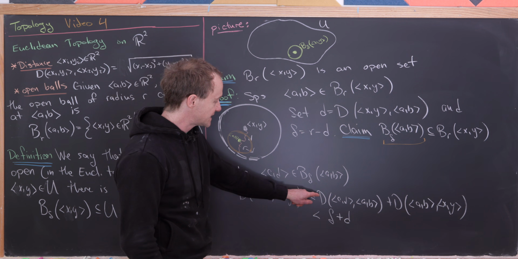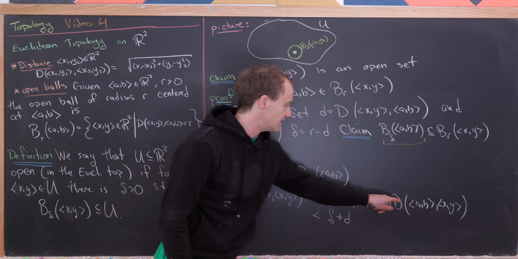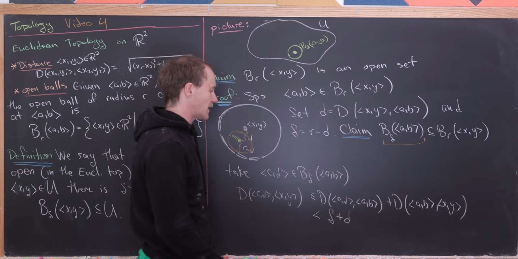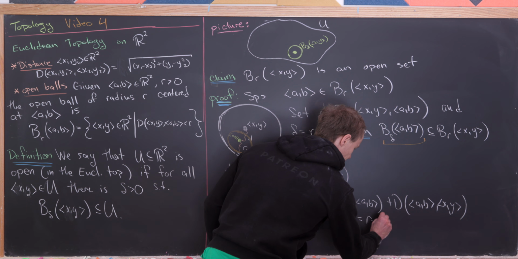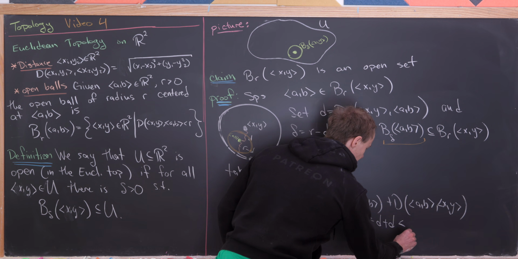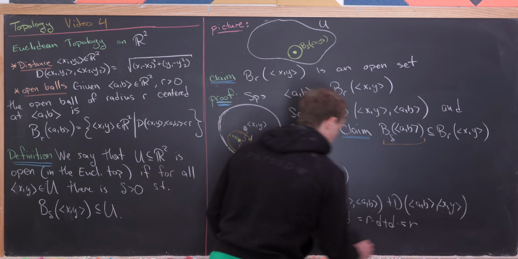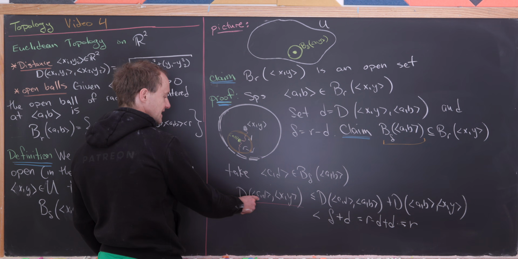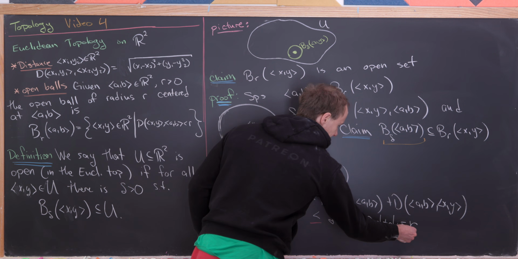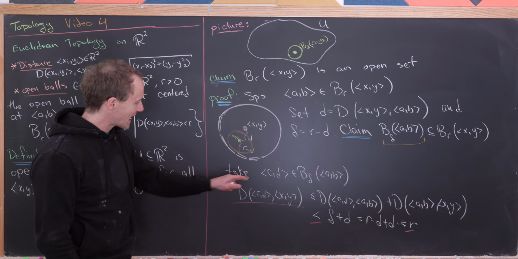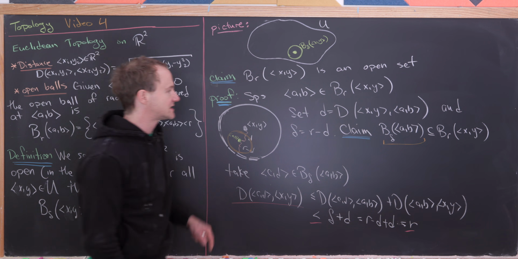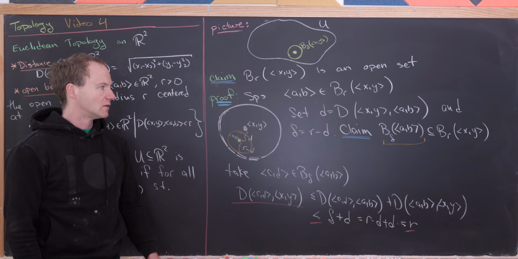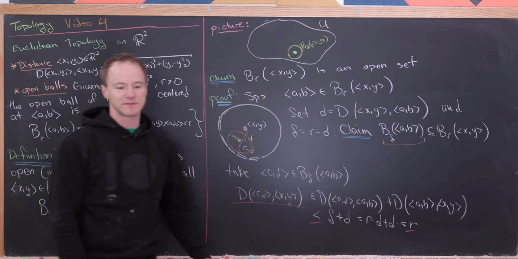Okay, so anyway, this bit right here is strictly less than delta, and this bit right here is equal to d. But let's notice that delta is r minus d, so we can make that replacement. We have r minus d plus d, but that's equal to r. So looking way over here on the left, we've got the distance from (c, d) to (x, y) is strictly less than r. But that's exactly what we need for (c, d) to be inside the ball of radius r centered at (x, y), which would complete this subset argument.